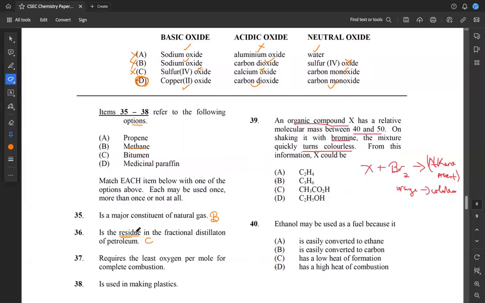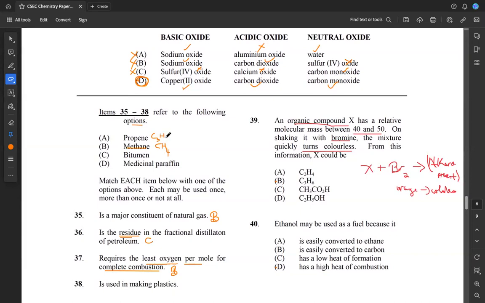Which one of these requires the least oxygen per mole for complete combustion? Least oxygen per mole is going to be methane again, right? So 37 is B. We don't need a lot of oxygen to completely combust that methane, right? Because the formula would be what? CH4, right? Whereas propene would be what? Propene is C3H6, right?